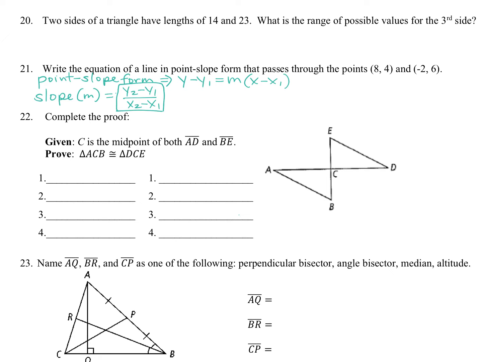What is your first step in putting something into point slope form? Find the slope. Okay, so the first thing you're going to do is label x1, y1 and x2, y2. You're going to take that and plug it in right here. So it's going to be 6 minus 4, y2 minus y1, over x2, negative 2, minus x1. Okay? 6 minus 4 over negative 2 minus 8 is 2 over negative 10.